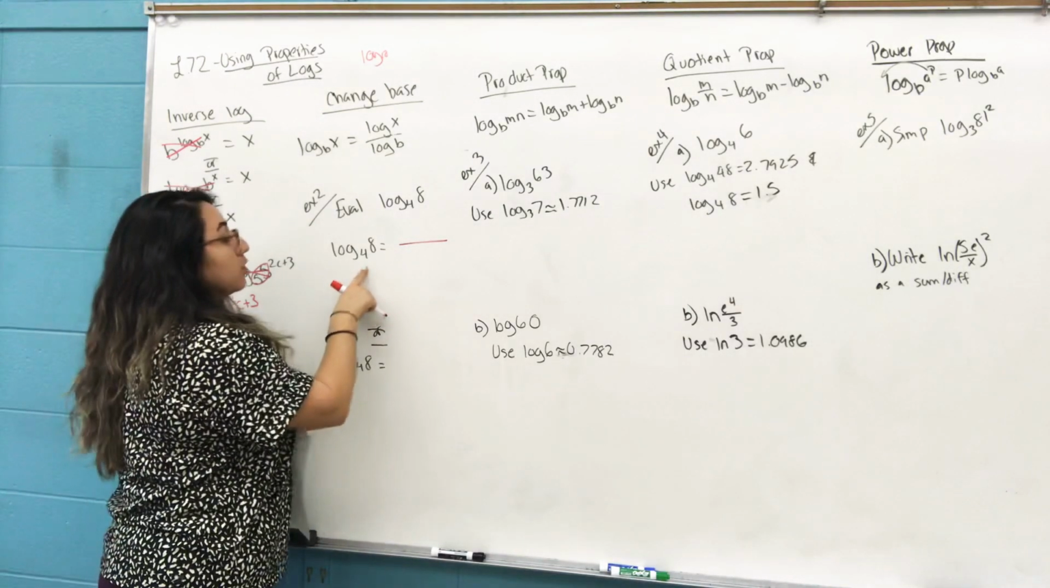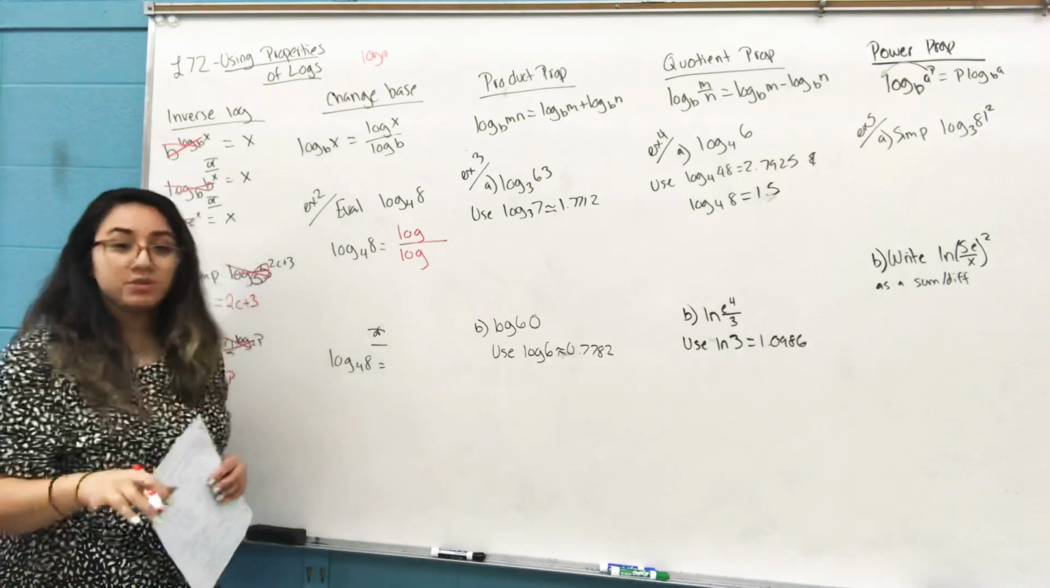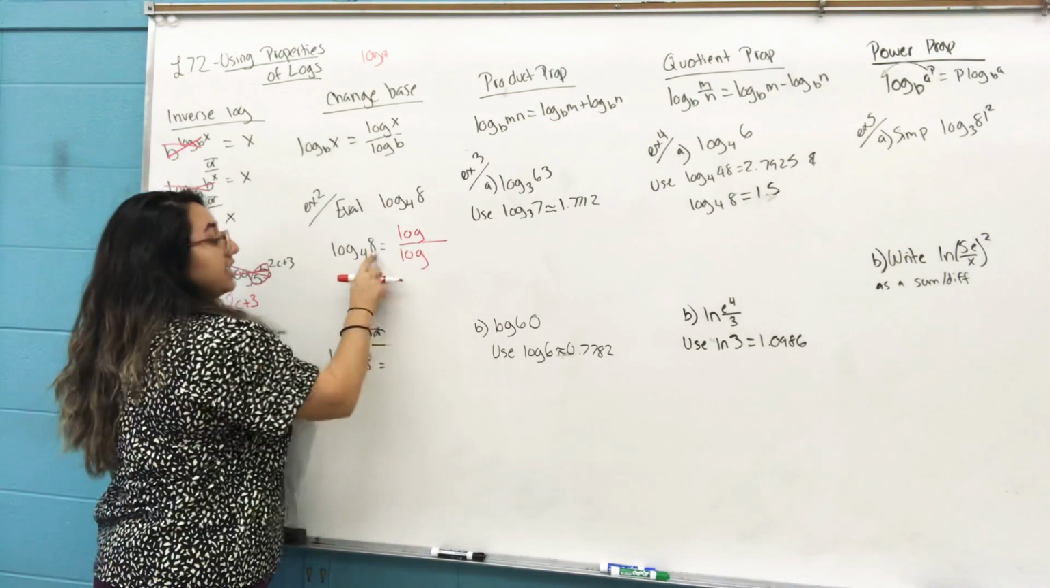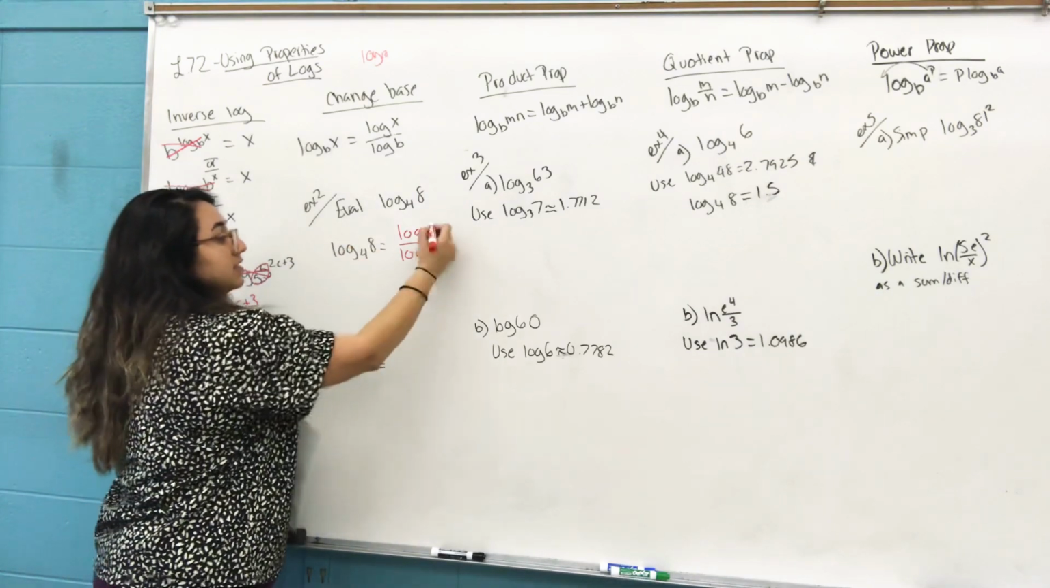So log base 4 of 8, you're dividing by both logs. So you can go ahead and write that first. Here, you're dividing the regular log. You're not looking for the bigger number. You're always looking for that main number here. So that's your main factor.